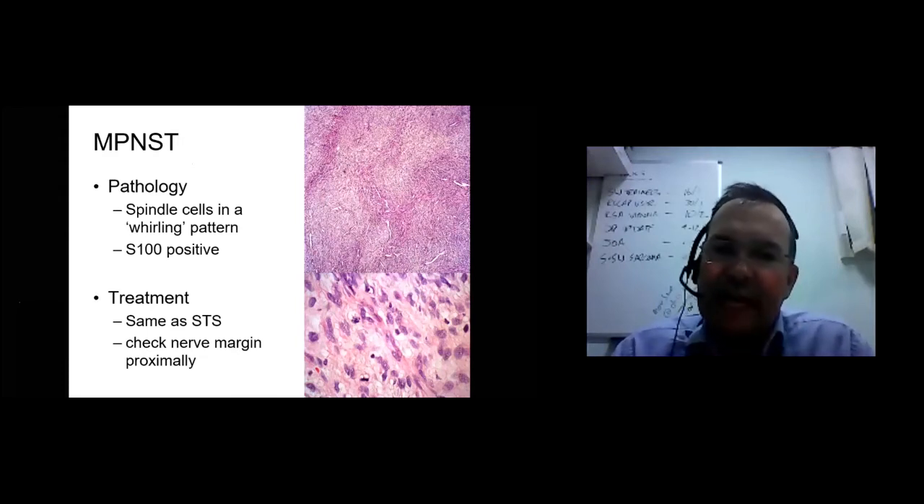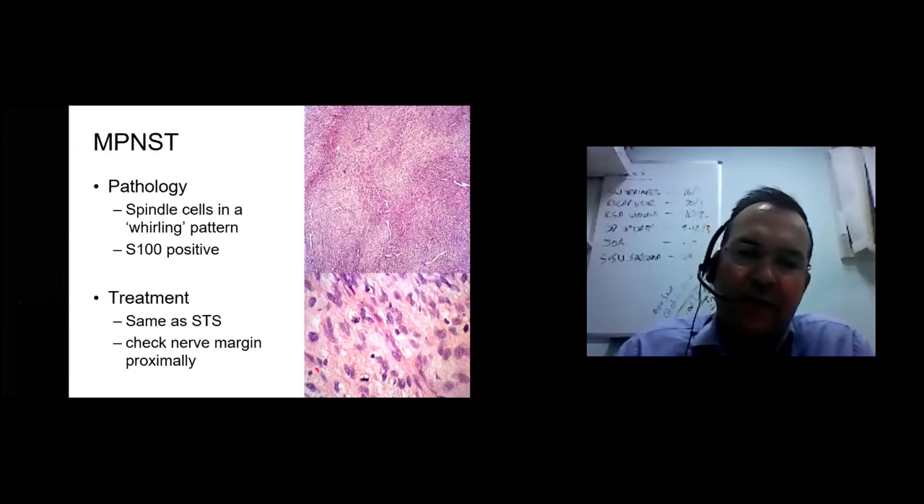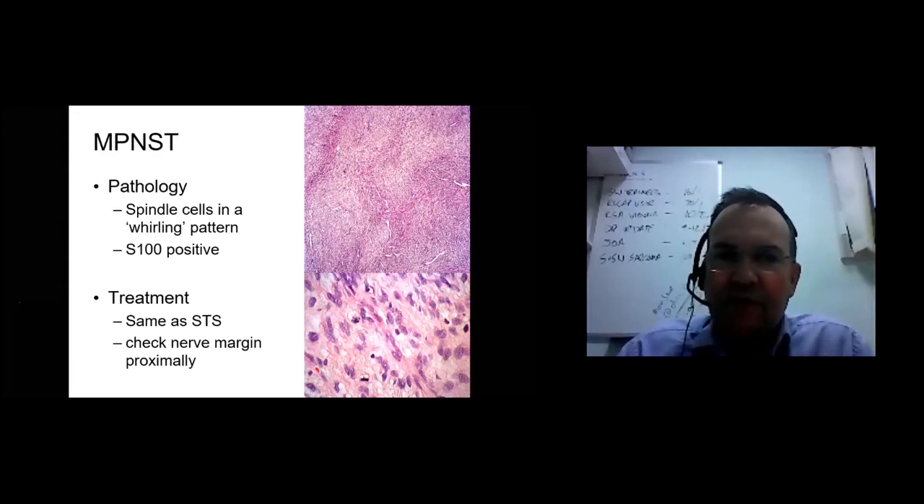The pathology here will have these spindle cells in a whirling pattern. You can see in the top right, they will be S100 positive on immunohistochemistry, but exactly the same as before. The treatment is the same. We'll do careful surgical resection with a margin, and then carefully look at the pathology, followed by adjuvant therapy as required.